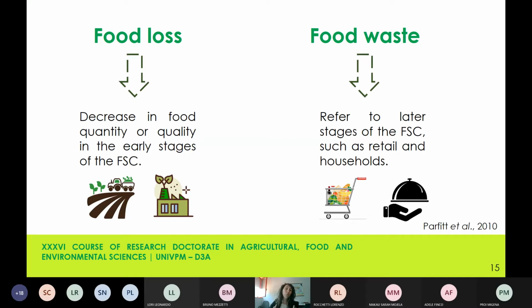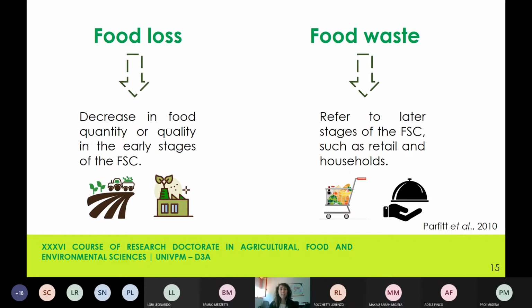They are also the official names that are used by FAO, for example. So food loss is any kind of decrease in quantity or quality of food that occurs during the early stages of the production, so in the field, during transportation, and in the production process. While food waste is those reductions in quality and in quantity that occur in the latest stages of the supply chain, so retail and at household level.